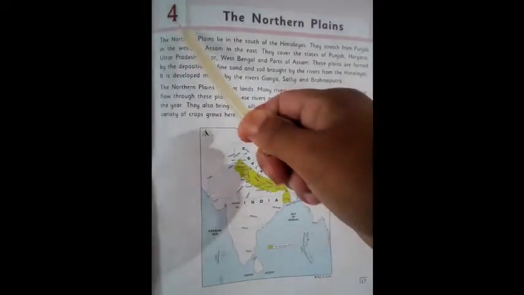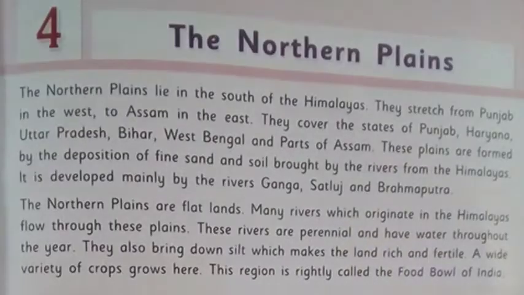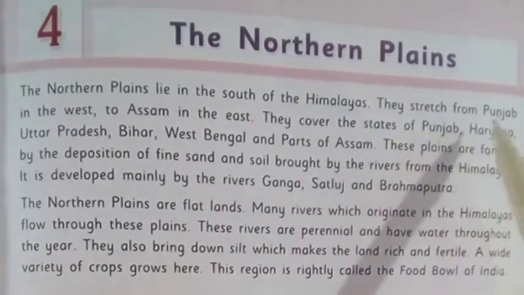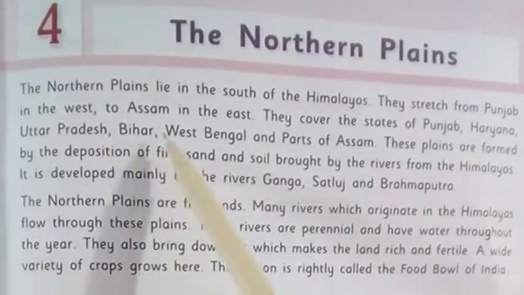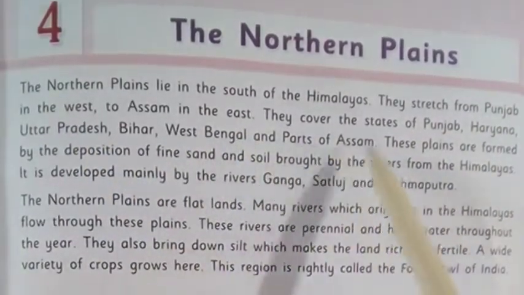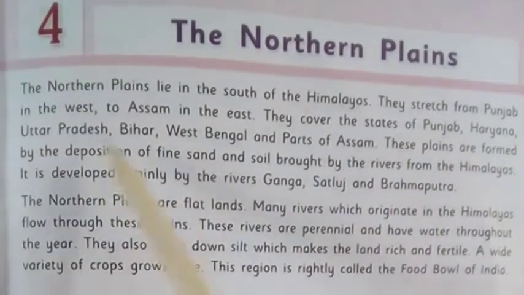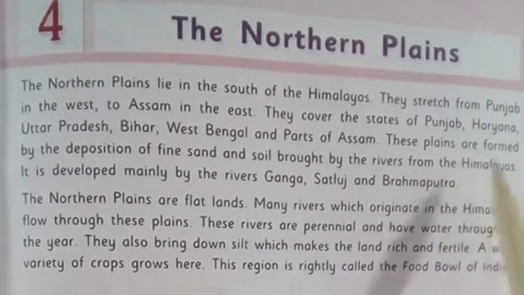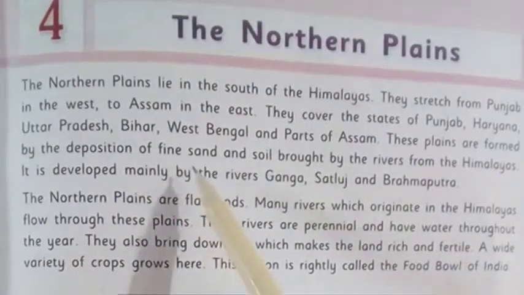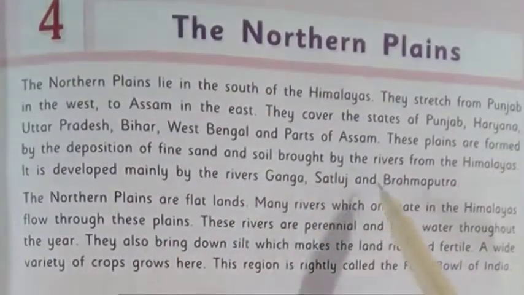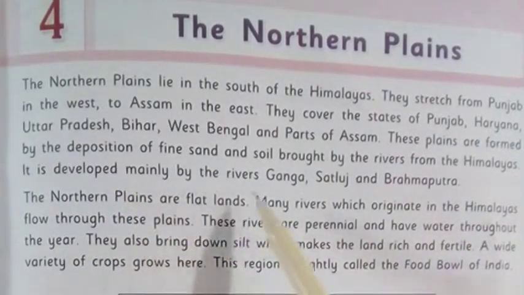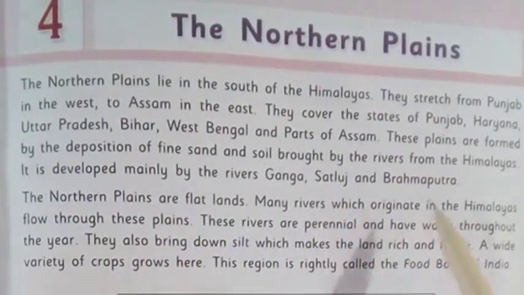Lesson number 4, the Northern Plains. The Northern Plains lie in the south of the Himalayas. They stretch from Punjab in the west to Assam in the east. They cover the states of Punjab, Haryana, Uttar Pradesh, Bihar, West Bengal, and parts of Assam. These plains are formed by the deposition of fine sand and soil brought by the rivers from the Himalayas. It is developed mainly by the rivers Ganga, Satluj, and Brahmaputra.